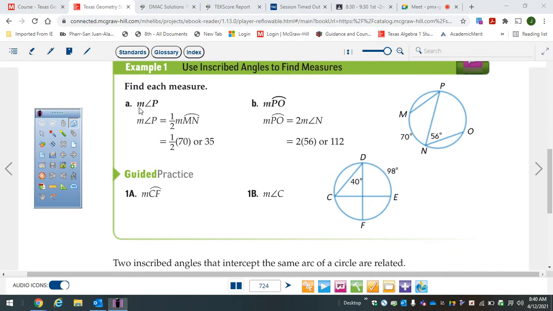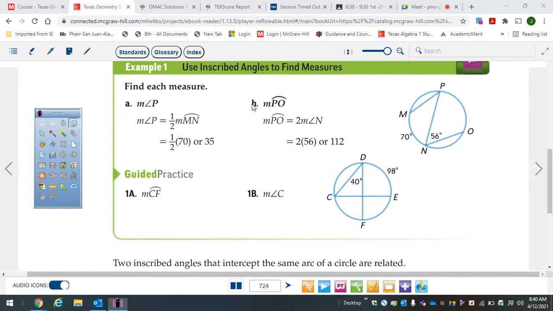Okay, so this one. Find the measure of angle P. P is talking about this angle, right? Angle P. So if you look at this, this is an inscribed angle. This angle here is going to be half of this intercepted arc. This one right here is 70. So remember the relationship was this angle here was half of that one. It's basically saying that half of 70 is 35. So the measure of angle P is 35.